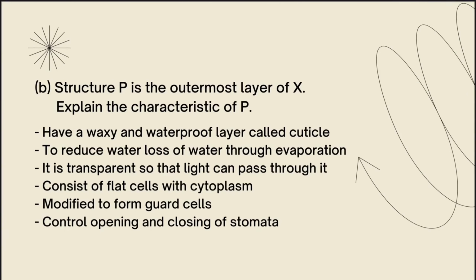For question 1B, structure P is the outermost layer of X. Explain the characteristic of P. As we know, P is epidermis. We can give more answers than the marks given. Some example answers for this question are: P has a waxy and waterproof layer called cuticle to reduce loss of water through evaporation. It is transparent so that light can pass through it. It consists of flat cells with cytoplasm. It is modified to form guard cells. And lastly, it controls opening and closing of stomata.